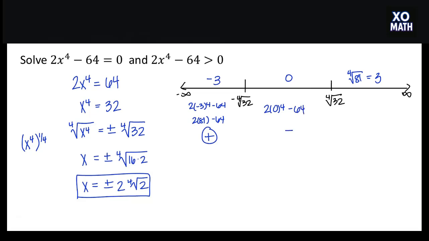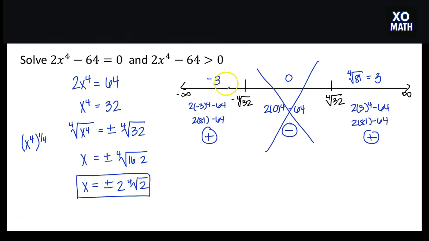Minus 64, that is a negative value. And then finally, if we plug in 3, we're pretty much going to get the same quantity as the first interval we tested. 2 times 3 to the fourth minus 64, that's 2 times 81 again, minus 64, which is a positive. So we don't want this middle interval where the outputs were negative.